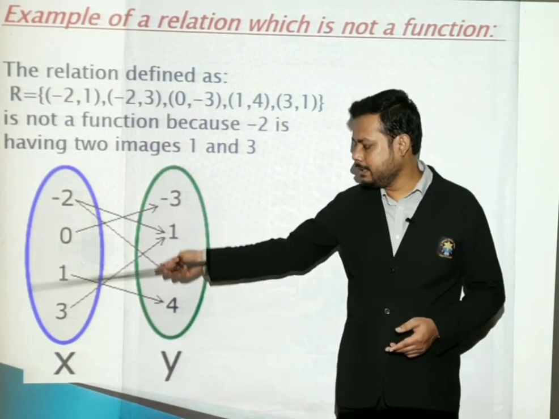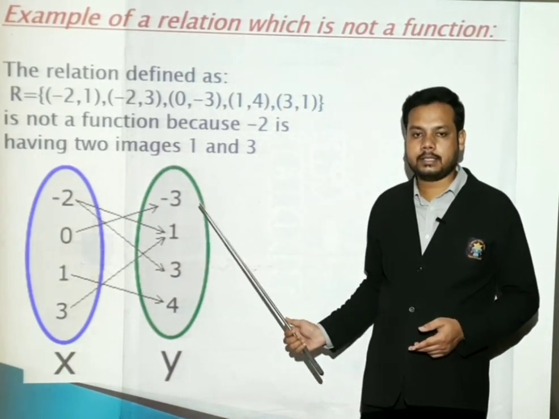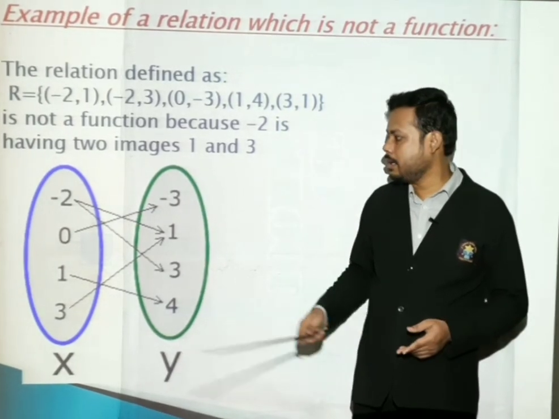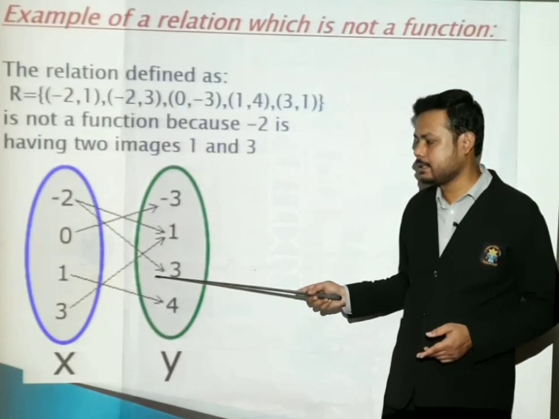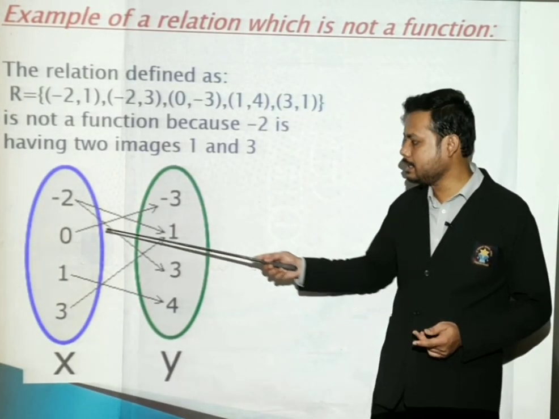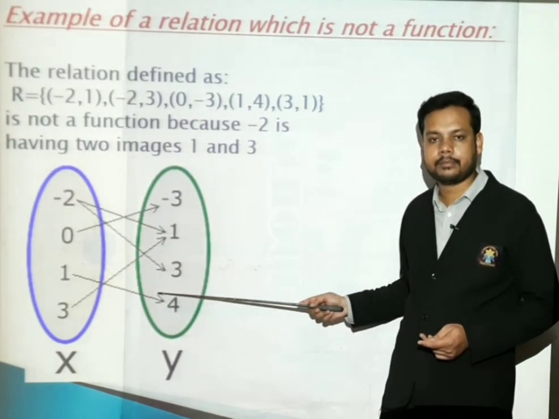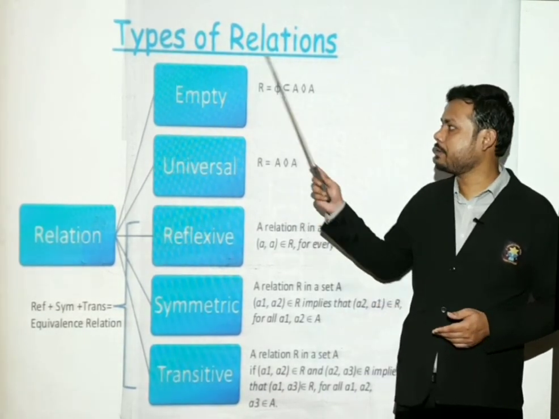Let's talk about an example of a relation which is not a function. Now see this arrow diagram. In this diagram, this is a relation but not a function. Why is it so? Only because in this one, -2 has two images in set B, which is not possible in a function. But it is a relation because every element in set A has its image in set B.